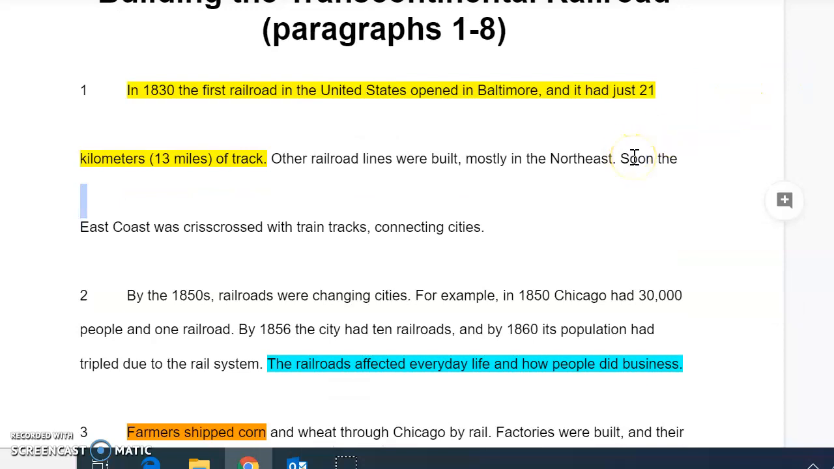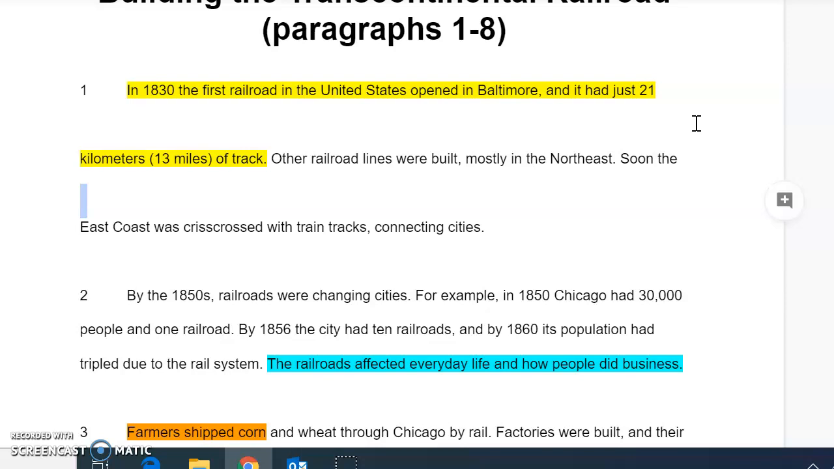In 1830, the first railroad in the United States opened in Baltimore, and it had just 21 kilometers of track. Other railroad lines were built, mostly in the Northeast. Soon, the East Coast was crisscrossed with train tracks connecting cities.